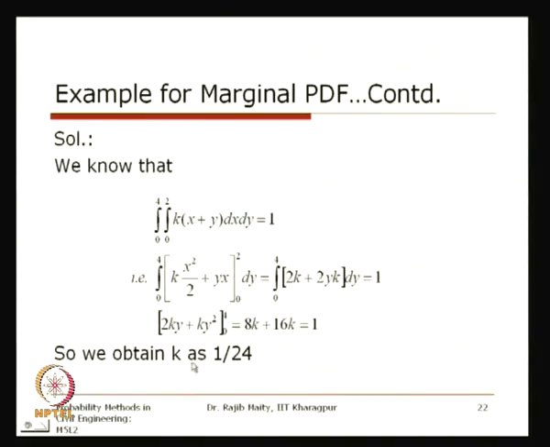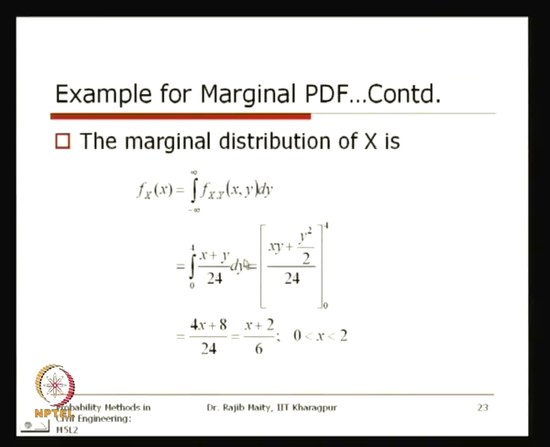So you obtain that k is equal to 1 by 24. So the PDF is f(x,y) equals (x plus y) by 24. So this is the PDF form.